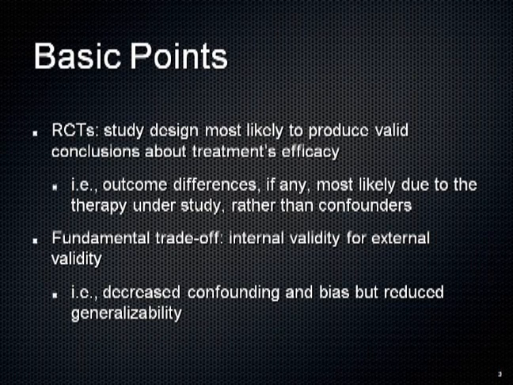The fundamental trade-off is internal validity, that is, protection against challenges to the validity of the conclusions, for external validity. That is decreased confounding and bias, but reduced generalizability. I think we have a sense of the former, but the latter is often forgotten when results are interpreted.